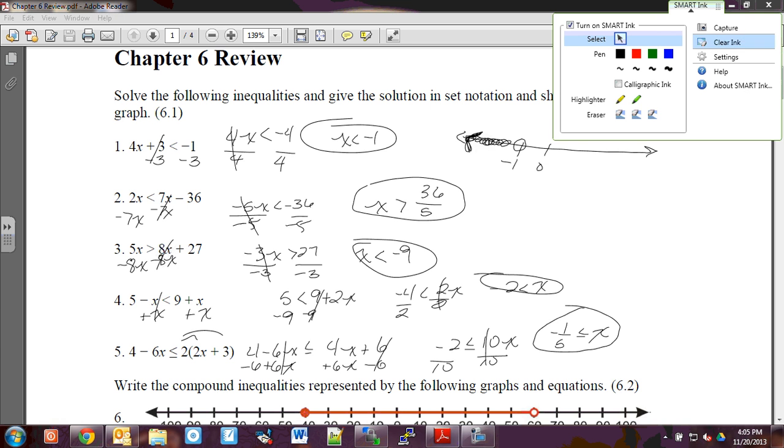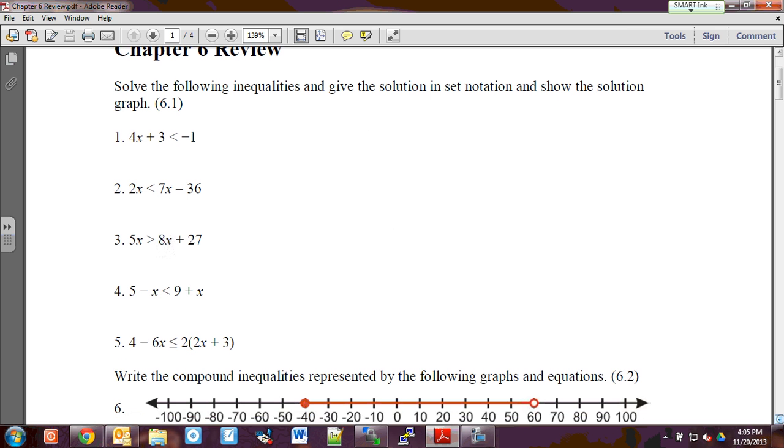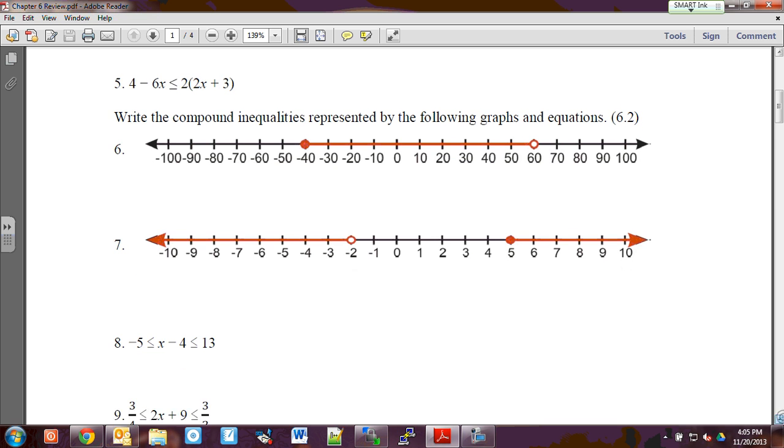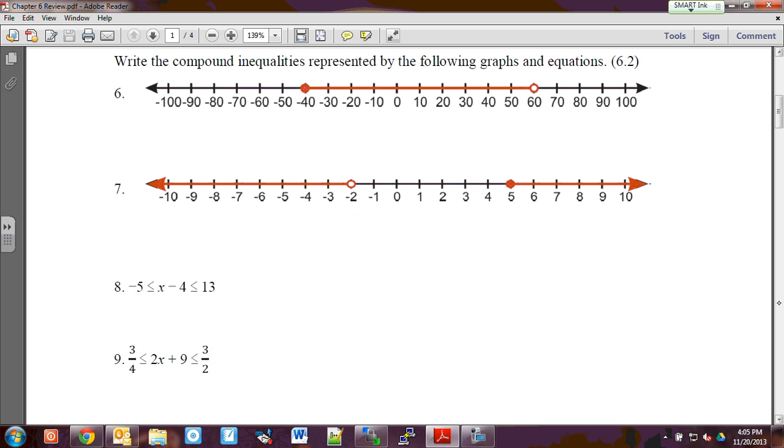Moving right along. It says write the compound inequalities represented by the following graphs. Alright, if you shade between them, that means you're going to have a double inequality like this. Since this is a solid dot, this side is going to have an equal bar underneath. Since this is an open dot, this one will not. Now, since this starts at negative 40, it's going to be negative 40 is less than or equal to x, which is less than 60.